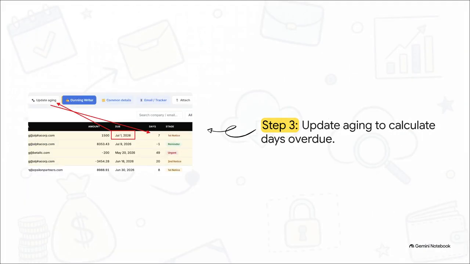Moving to step 3, update aging. With just one click, the tool recalculates the days overdue from the due date and suggests a specific dunning stage. That ranges from a gentle reminder all the way up to final. But keep in mind, the Hound is strictly making suggestions here. It will never override your manual choices if you've marked an account as payment plan or paid.